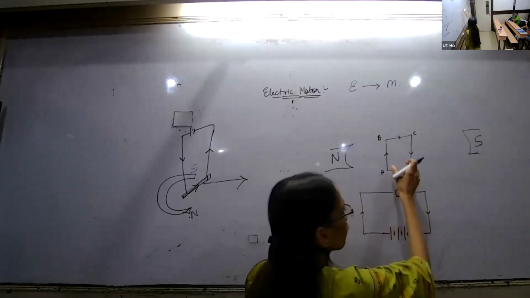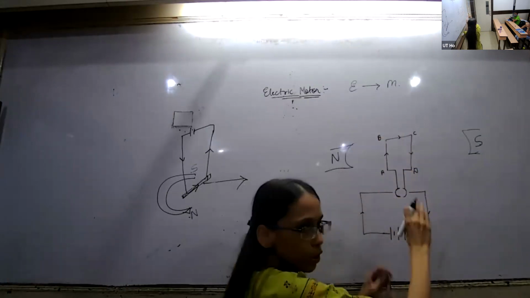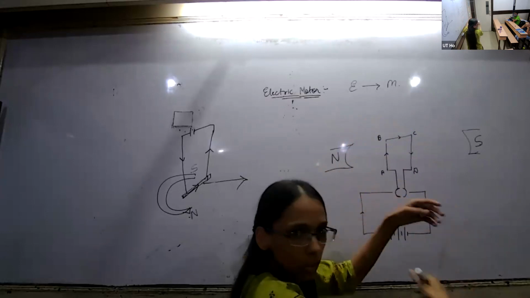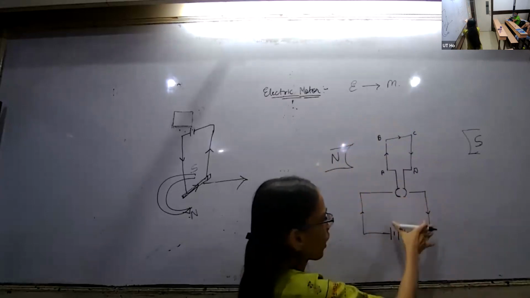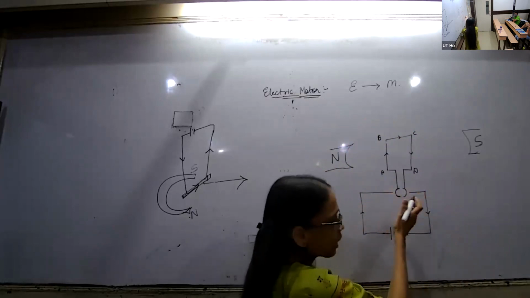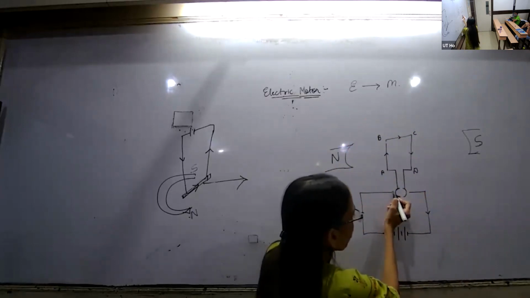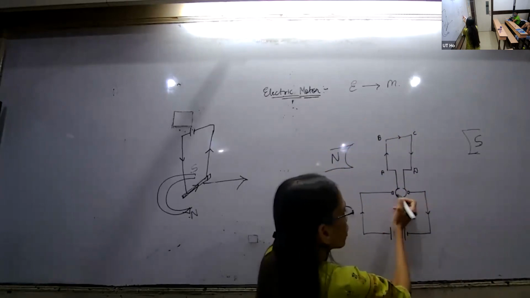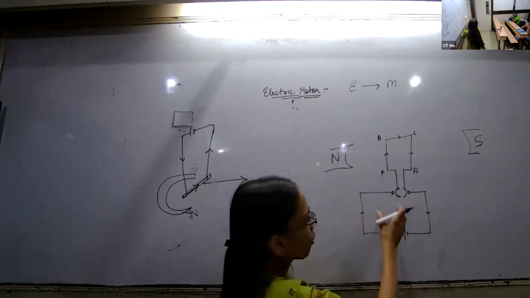So instead of now fixing this loop to the wire, because if your loop rotates, then your wires would also rotate. I don't want my wires also to start rotating along with that. So now I break the contact and I maintain that contact via two brushes which are of carbon material. So I use these two brushes.